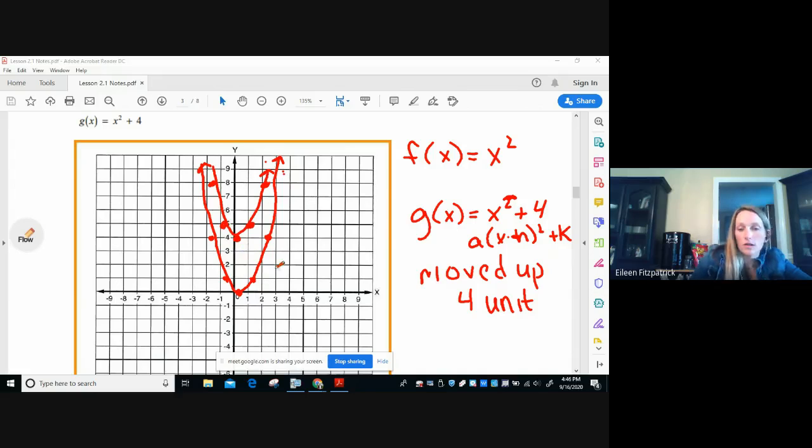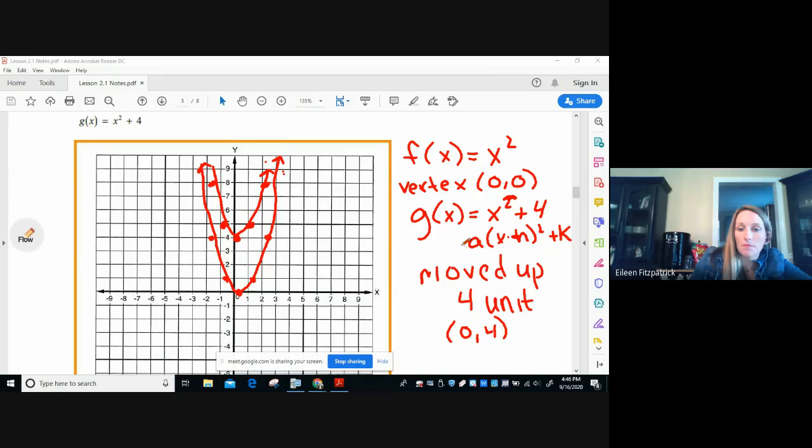Okay. Notice that for your f of x function, your vertex is located at the origin, 0, 0. For your g of x function, where is the vertex located? And what is its coordinate? Its coordinate is 0, 4.